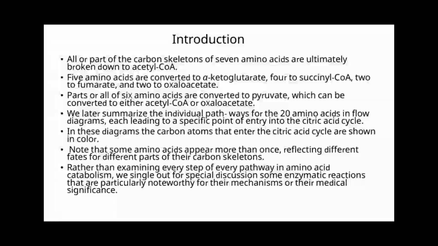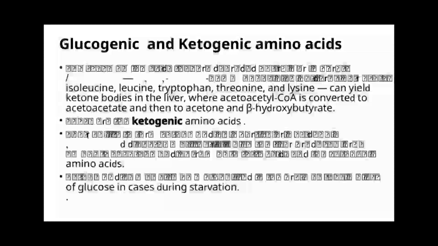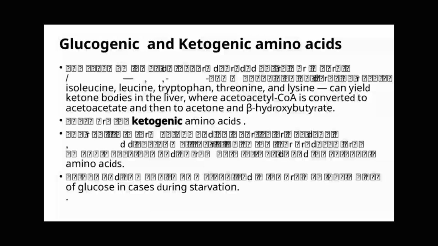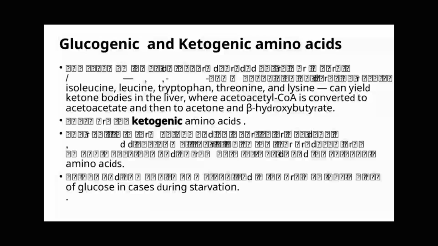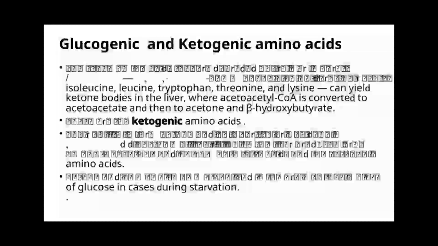Let's take a closer look at the 7 amino acids that are either fully or partially degraded into acetoacetyl-CoA and/or acetyl-CoA. These are phenylalanine, tyrosine, isoleucine, leucine, tryptophan, threonine, and lysine. What's important about these amino acids is that they can produce ketone bodies in the liver. Specifically, acetoacetyl-CoA gets converted into acetoacetate, which then can turn into other ketone bodies like acetone and beta-hydroxybutyrate. These are what we call the ketogenic amino acids.